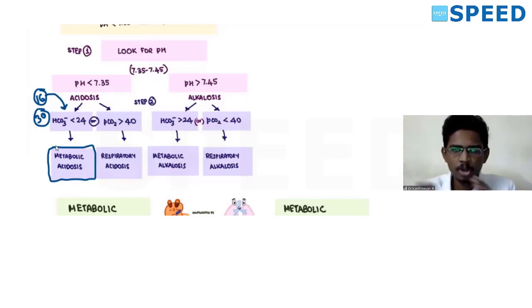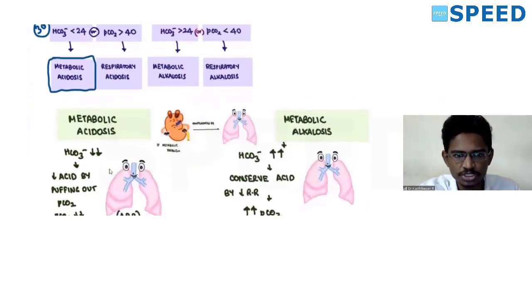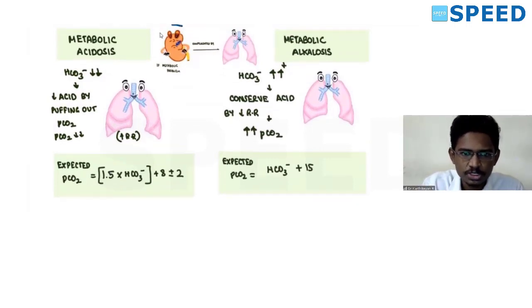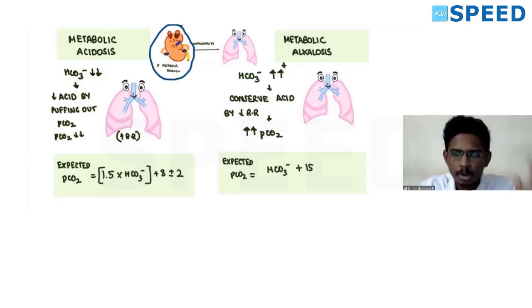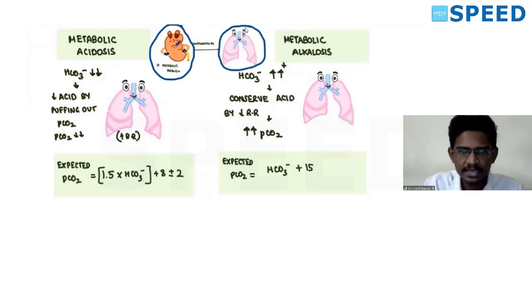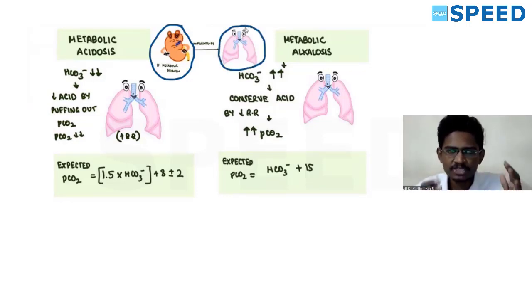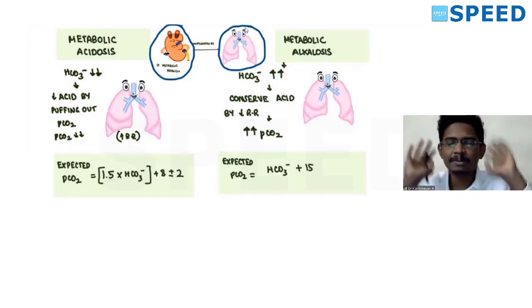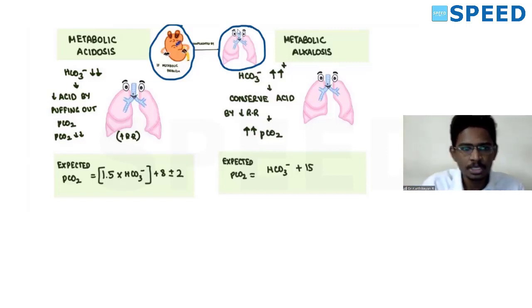Third step: is this metabolic acidosis completely compensated or not? What is the mechanism of compensation? You should know this. Any metabolic acidosis means it is a disorder of the kidneys, and it will be compensated by the lungs. How will the lungs compensate? In metabolic acidosis, acids are building up, so it will be compensated by the lungs puffing out carbon dioxide. So carbon dioxide will decrease.